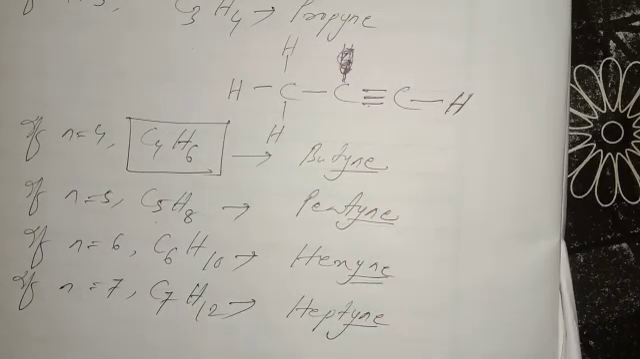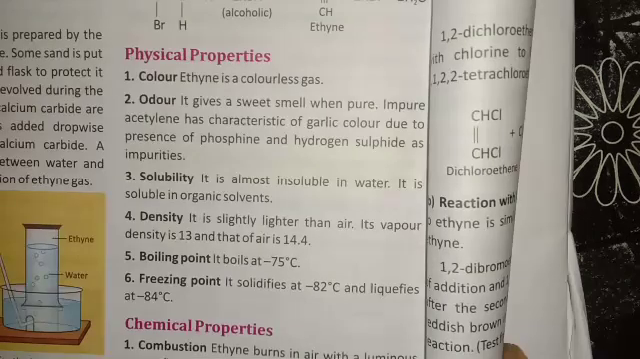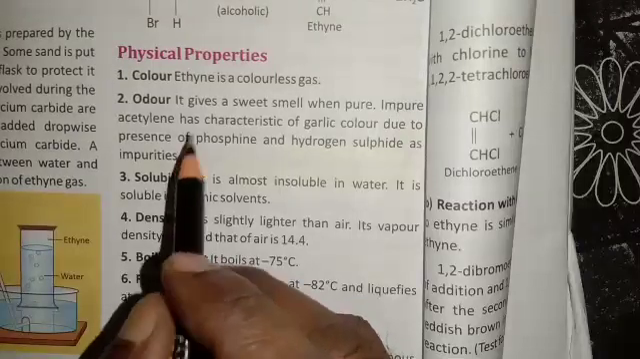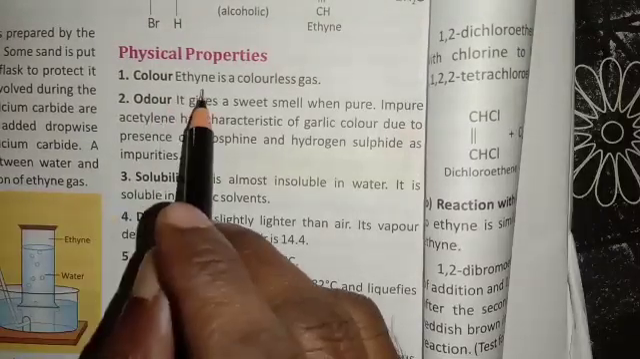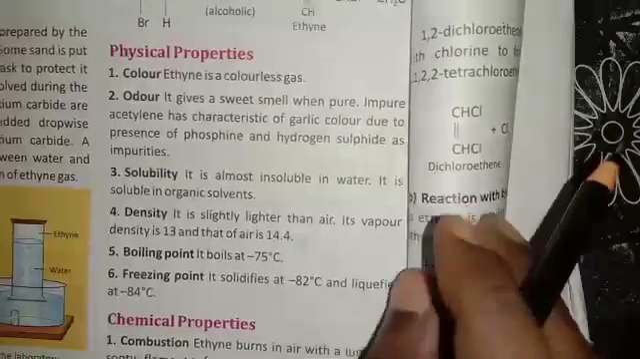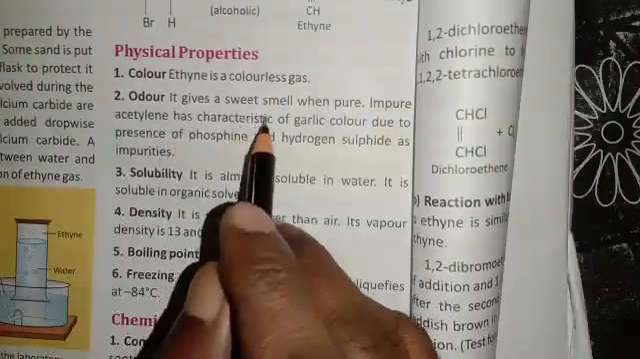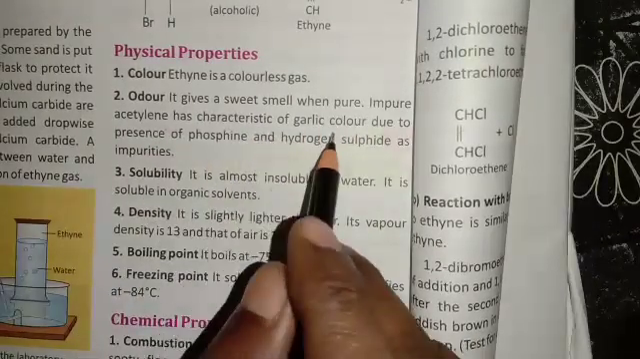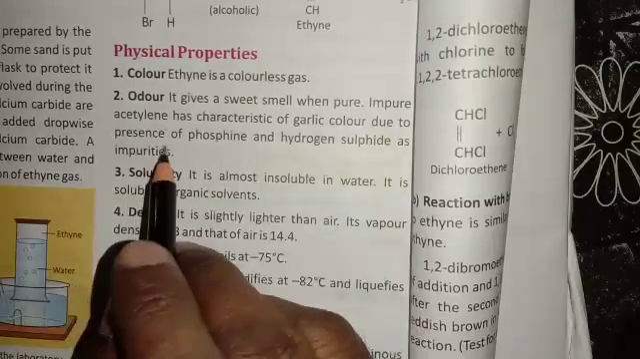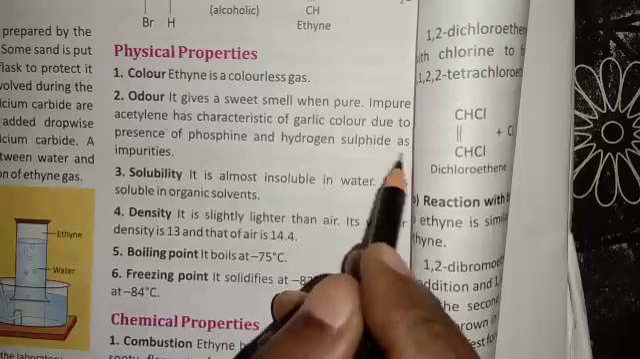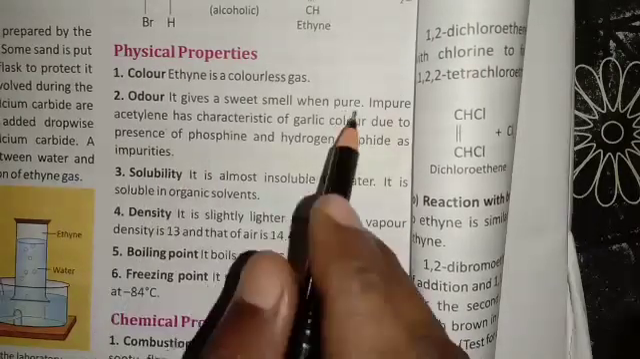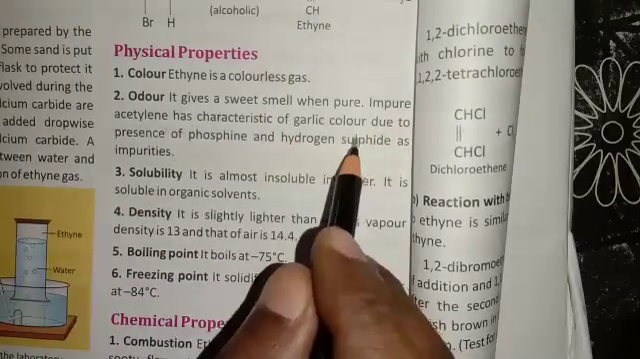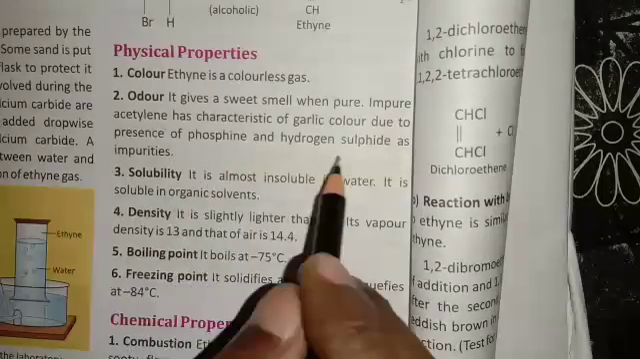Okay, let us discuss some more things about this. Let us discuss the physical properties of ethyne, the first member of this series. Color: ethyne is a colorless gas. It has no color. Odor: it gives a sweet smell when pure, and impure acetylene has a characteristic garlic odor due to the presence of phosphine and hydrogen sulfide as impurities. That means in case of pure, the odor is a sweet smell, and impure, garlic odor due to phosphine and hydrogen sulfide.